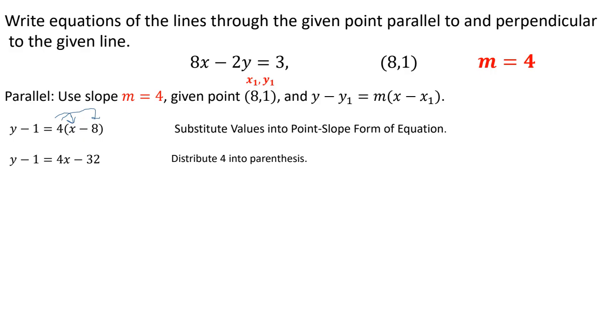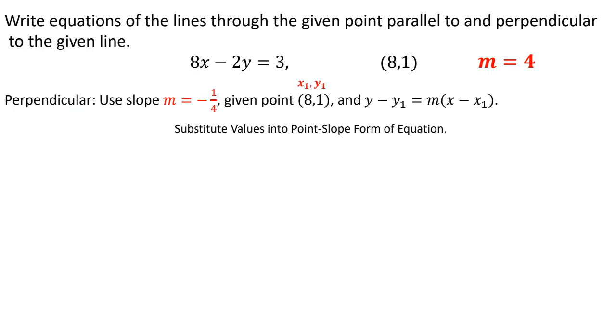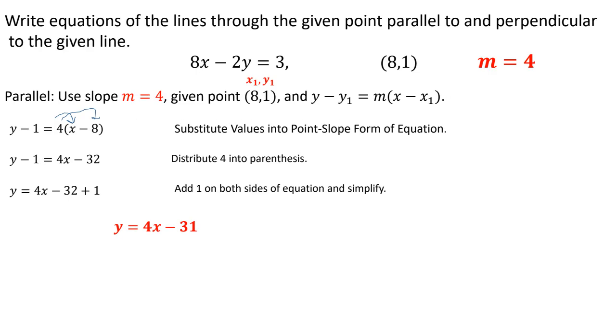Let me go ahead and add 1 on both sides, because that's the last process I need, to solve for y. So when I do this, I get y is equal to 4x minus 32 plus 1. And when I combine my like terms, I get y equals 4x minus 31. So this is my answer that is parallel to this line, because it has the same slope. So it has a 4. And again, if you recall, my original problem had a different y-intercept other than negative 31.